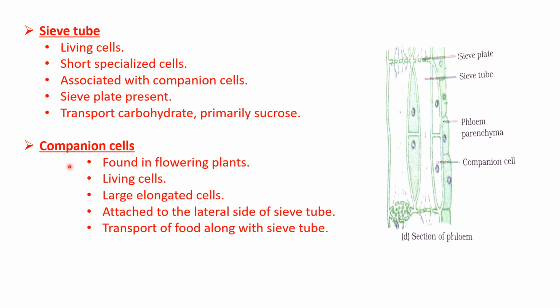Next one is companion cells, found in flowering plants. So where do we find companion cells? We find them in flowering plants. These are also living cells, large elongated cells attached to the lateral side of sieve tube. You already learned that sieve tube and companion cell work together. So what is the function of companion cell? Transport of food along with sieve tube.